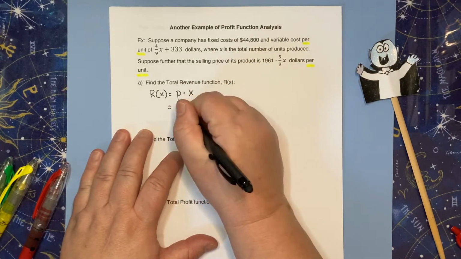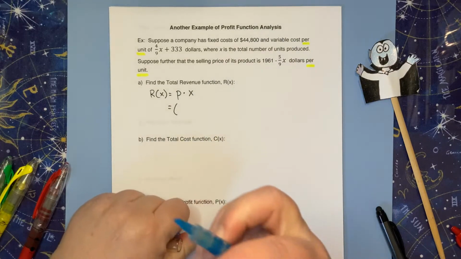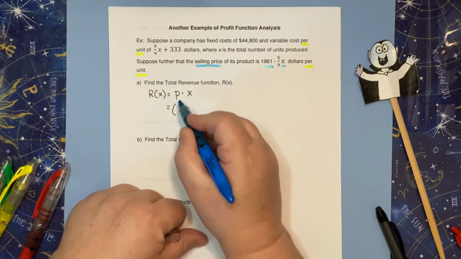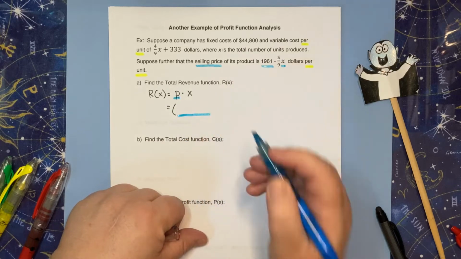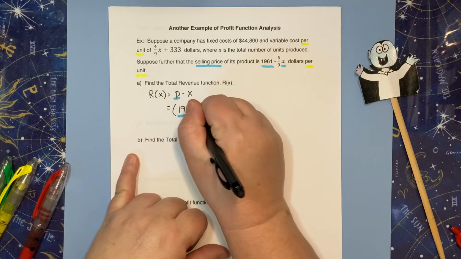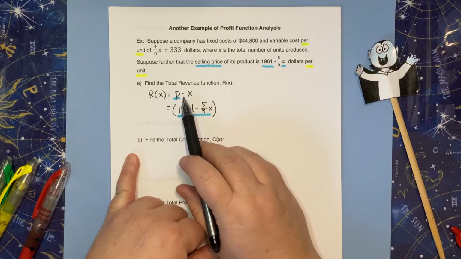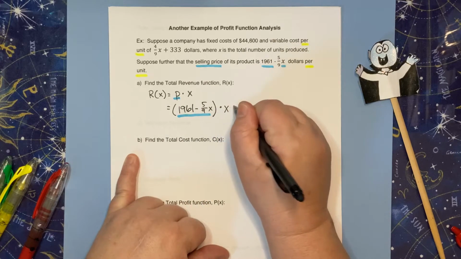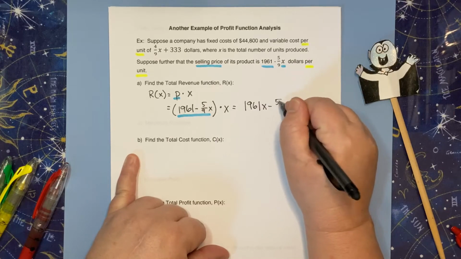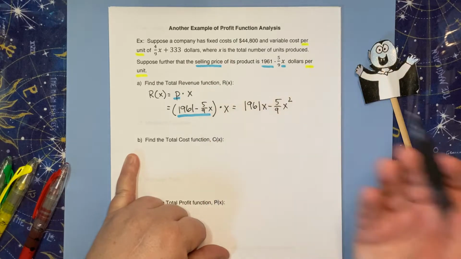So in this case, price is right here, and I'm going to underline that in blue. The selling price is right there. That's 1961 minus 5/9 x, and then we have to multiply times x. So altogether we get 1961x minus 5/9 x squared. And how did I get that? Well, of course, I distributed the x through.